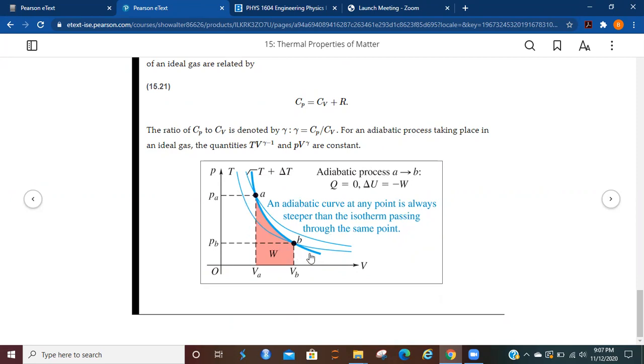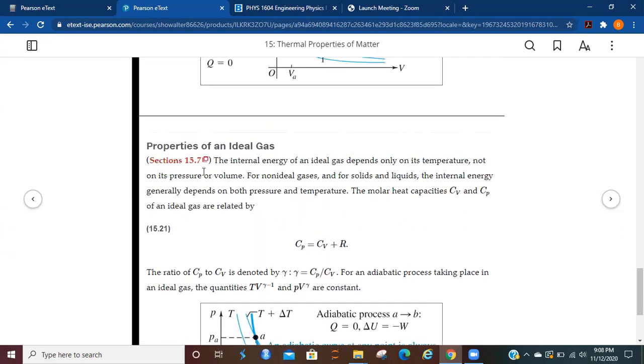The temperature of this isotherm is going to be here. This one's going to be a little bit greater. So you're falling from a greater temperature to a smaller temperature. Since it's adiabatic, there is no heat being added in, and then the change in the internal energy is going to be minus the work.